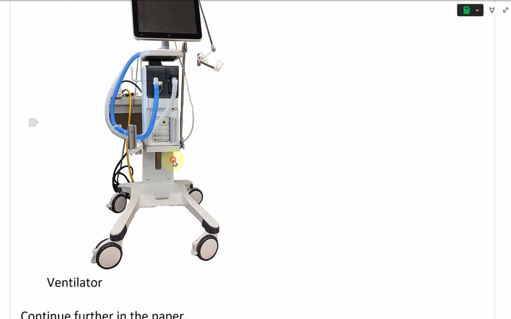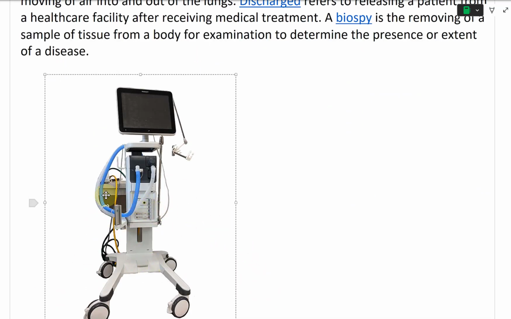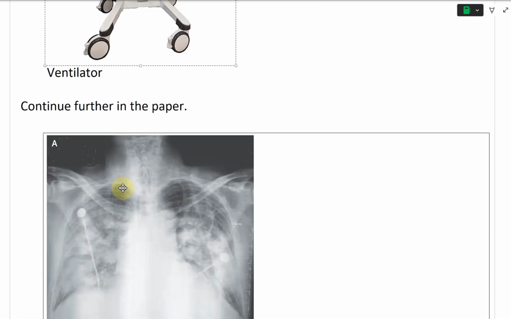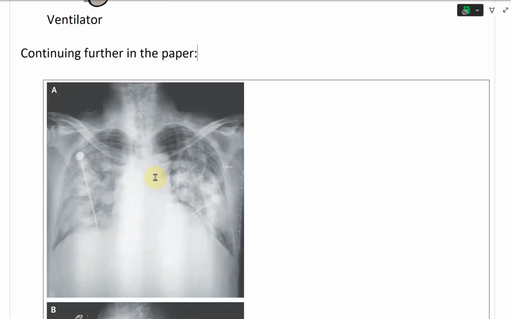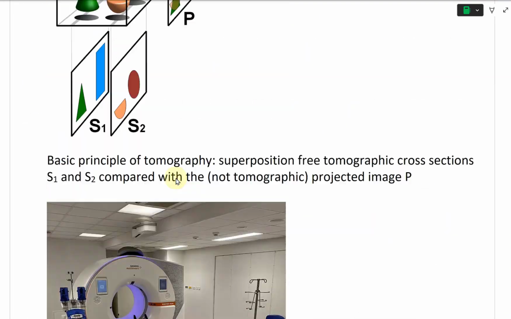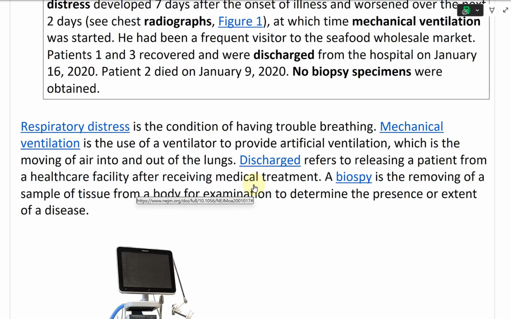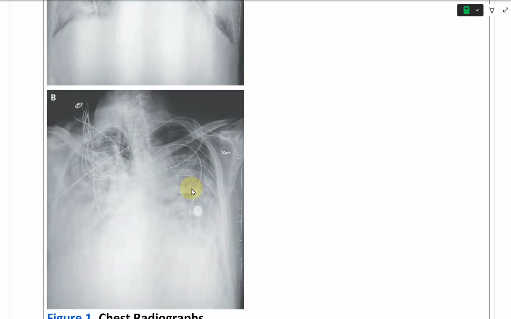And here is a ventilator right here, and then you just connect it to the person's body and have it breathe for them mechanically. It's very, very interesting. Continuing further in the paper, and we have these chest radiographs right here. That's figure 1. And again, this is for patient 2. And then let's have a look at these radiographs and the information here.